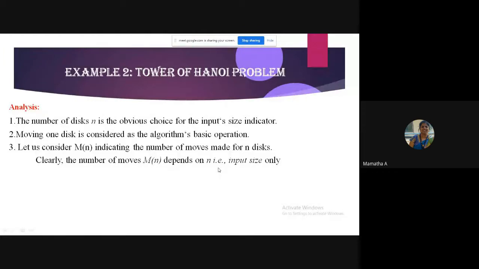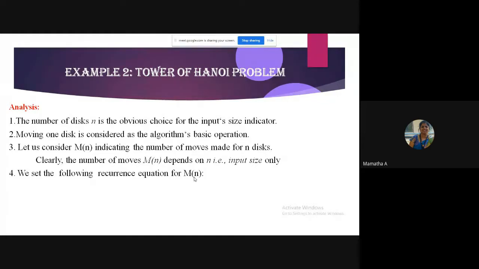Okay. Now, the next step is setting up the recurrence equation or relation for M of n. So what is M of n indicating, students? M of n means the number of moves made for n disks moving from source to destination. Can anybody guess the recurrence relation for M of n? Any idea?